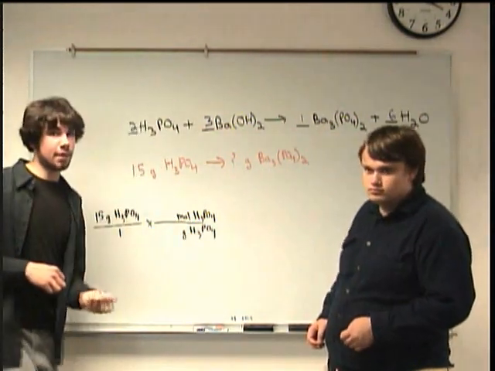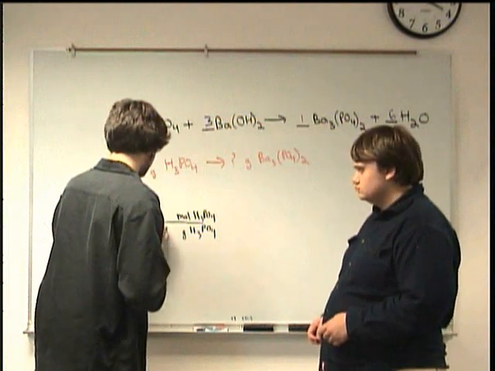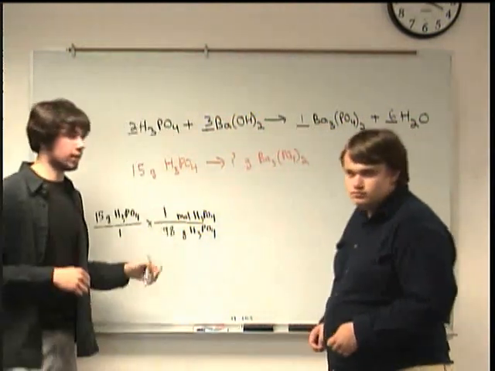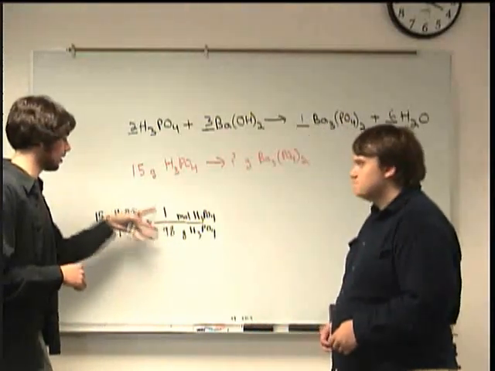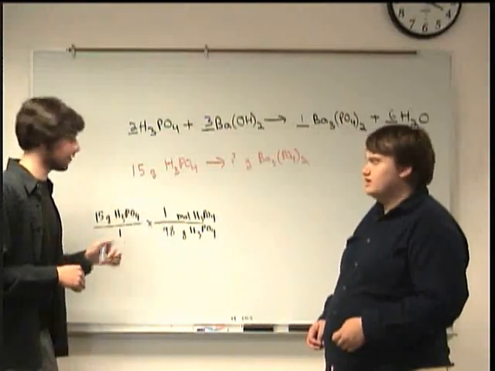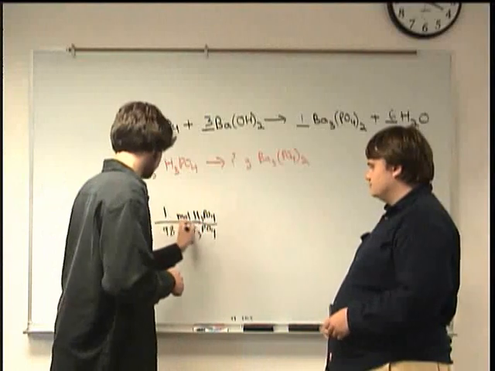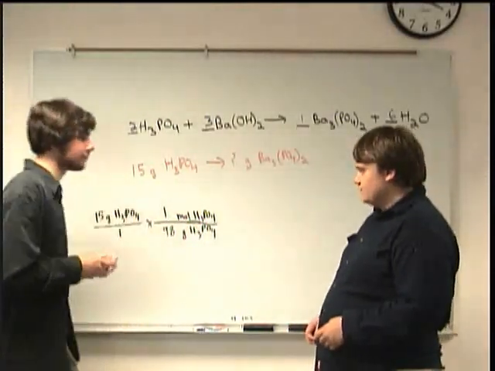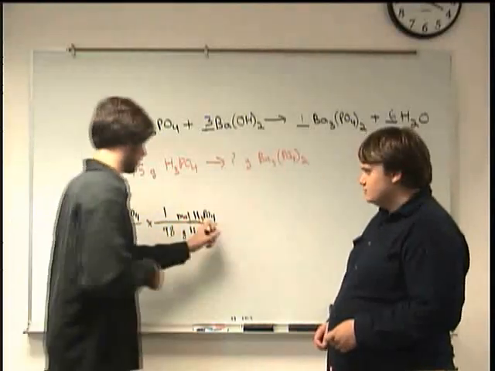And to save you guys from the math, we did this beforehand. It's going to be 98 grams of H3PO4 for every 1 mole of it. As you can see, this is a molar mass conversion right here. And by the way, if you want to review how to get molecular weight and all that, make sure you check out that episode.